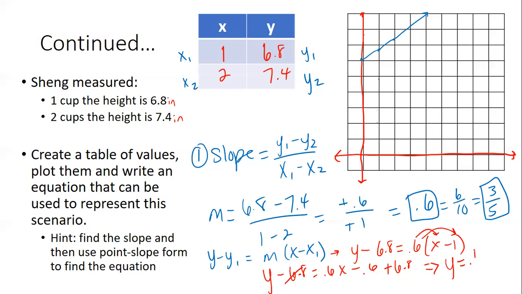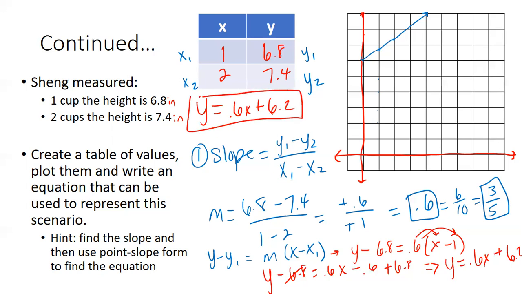perfect, y equals 0.6x plus... You're subtracting. You have a negative 0.6. So it's negative 0.6 plus 6.8, which gives you 6.2. So this is the equation of our line. We got y equals 0.6x plus 6.2. All right, how do we feel?